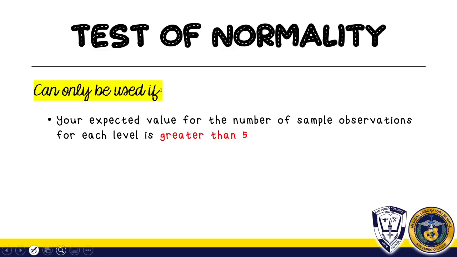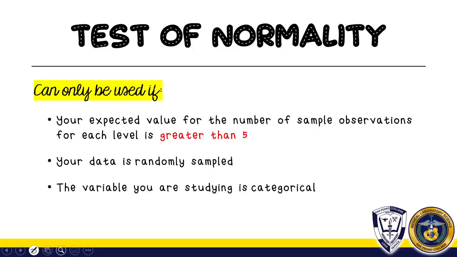So, for the test of normality, ito po yung assumptions natin: it can only be used if your expected value for the number of sample observations for each level is greater than 5, your data is randomly sampled, and the variable you are studying here is categorical.